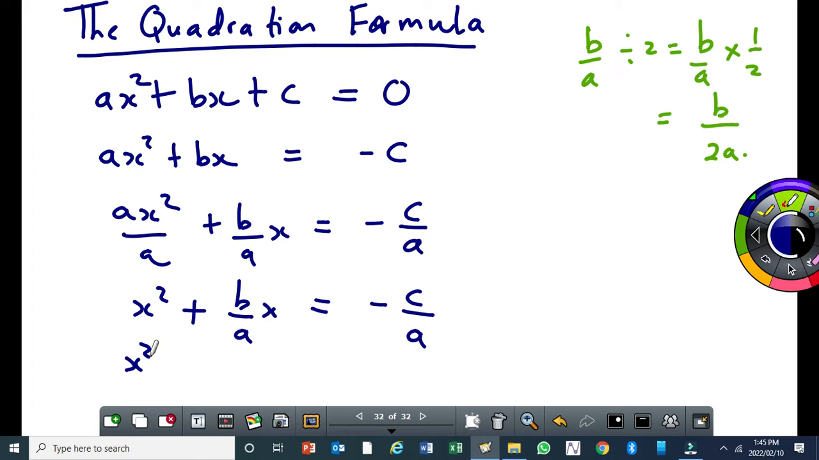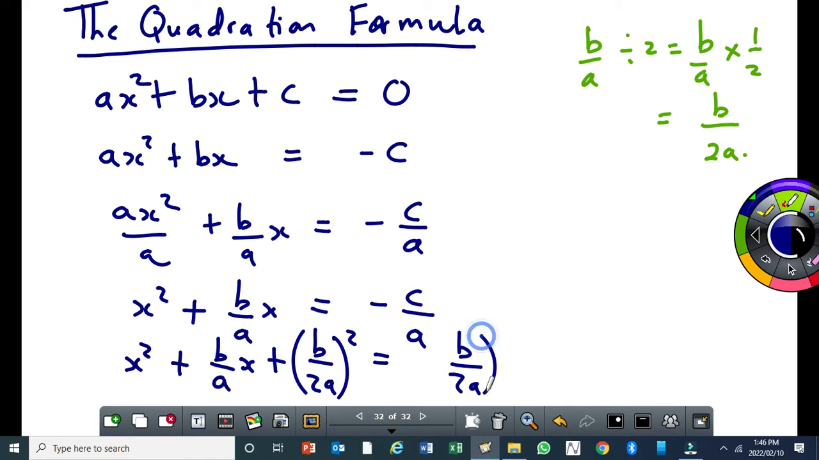So you get x squared plus b over ax plus my b over 2a, all squared, is equal to, remember whatever you do on the left, you do it on the right. So on the right hand side, you start with the square of this term here, that is b over 2a squared. So right here, b over 2a squared minus c over a. Okay?